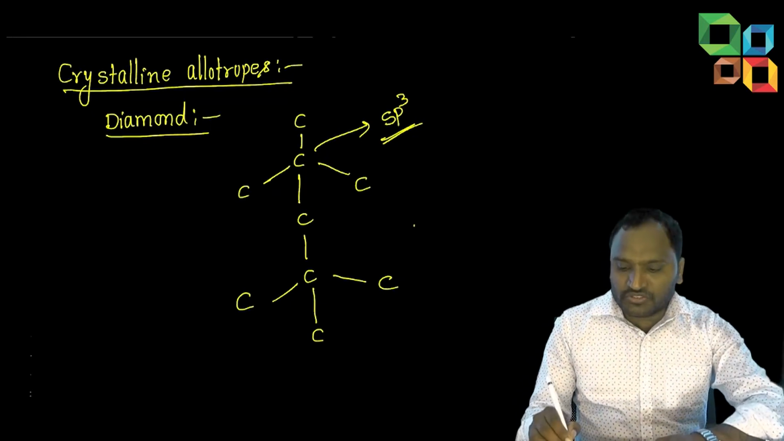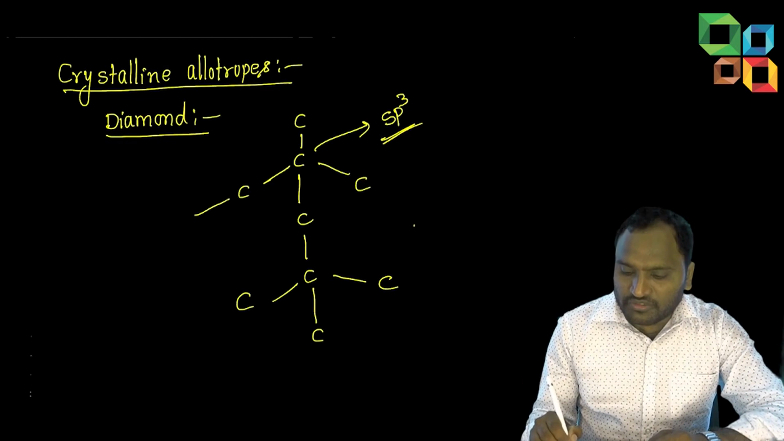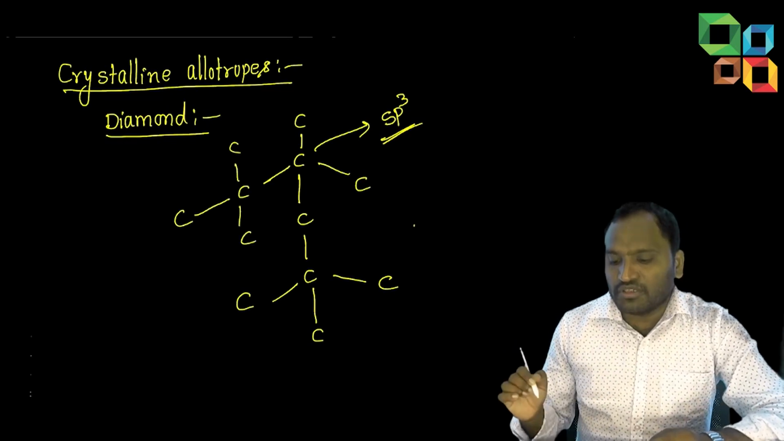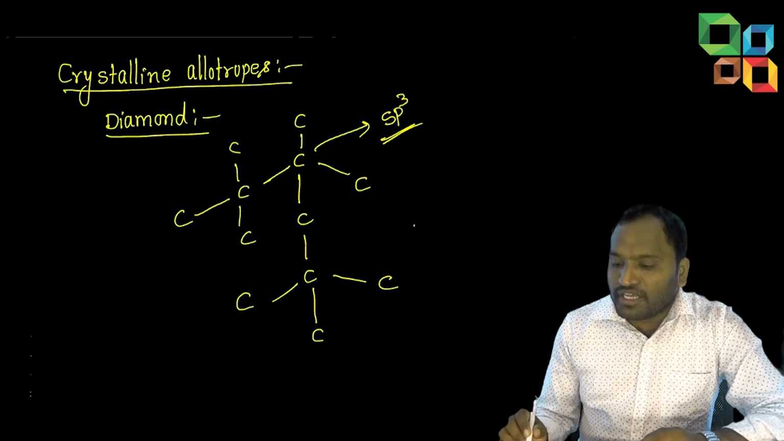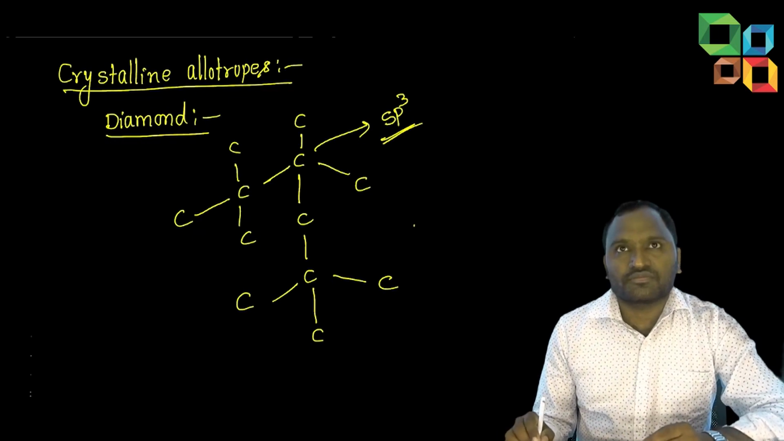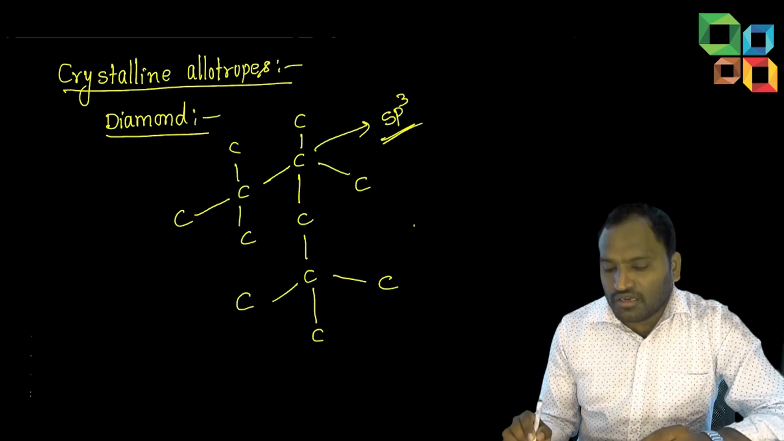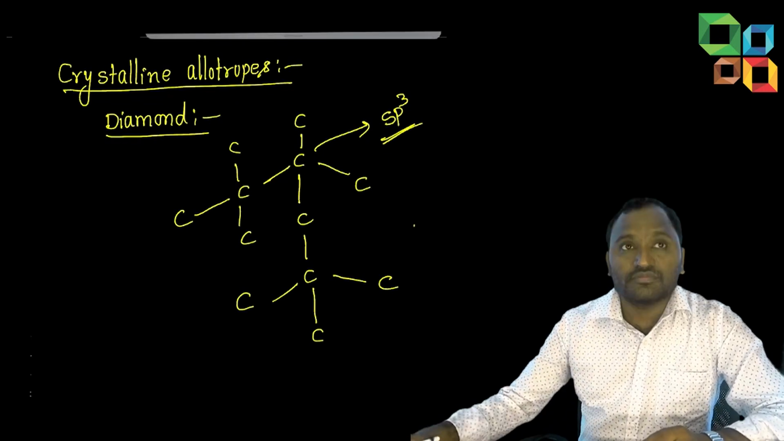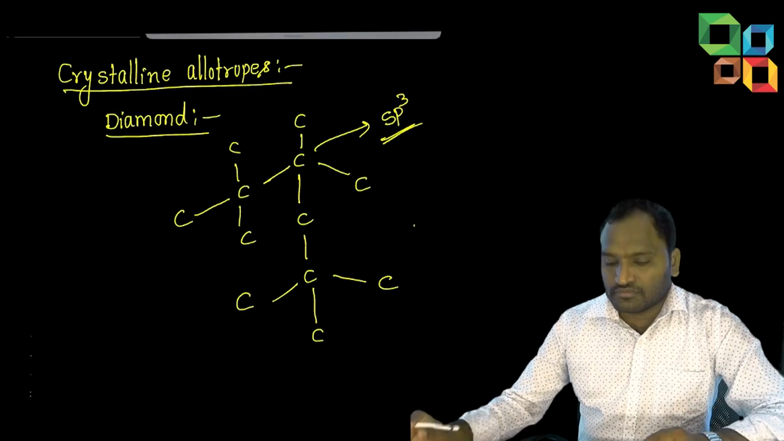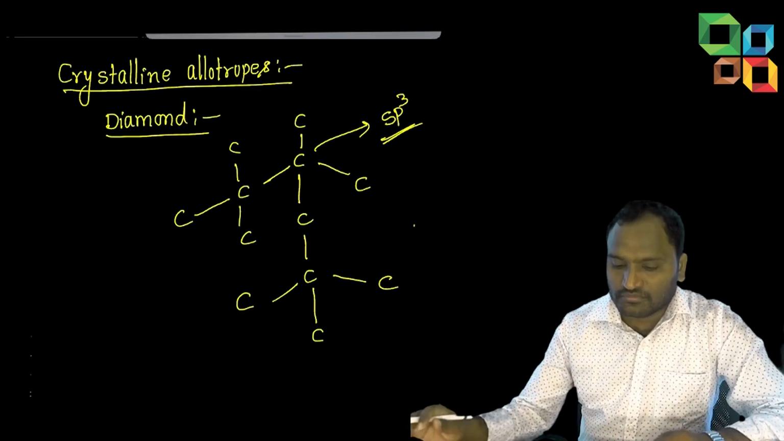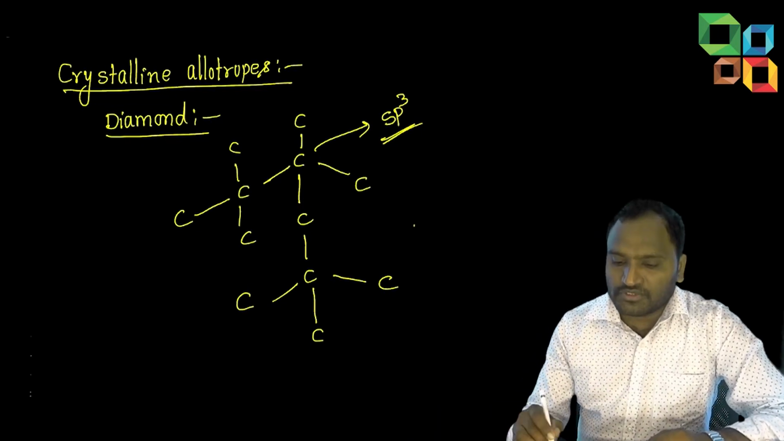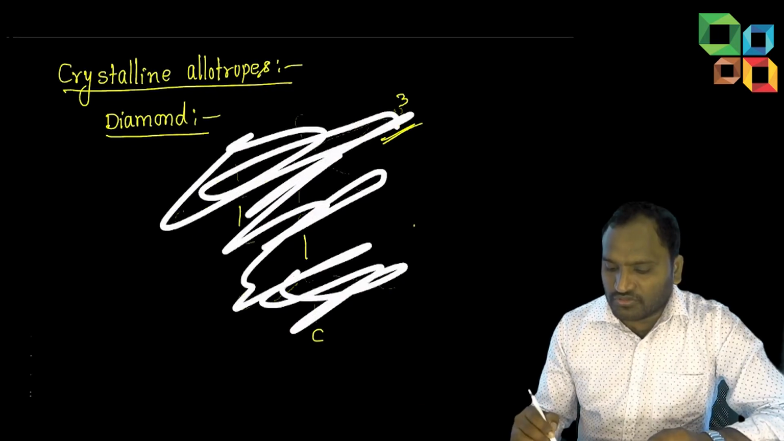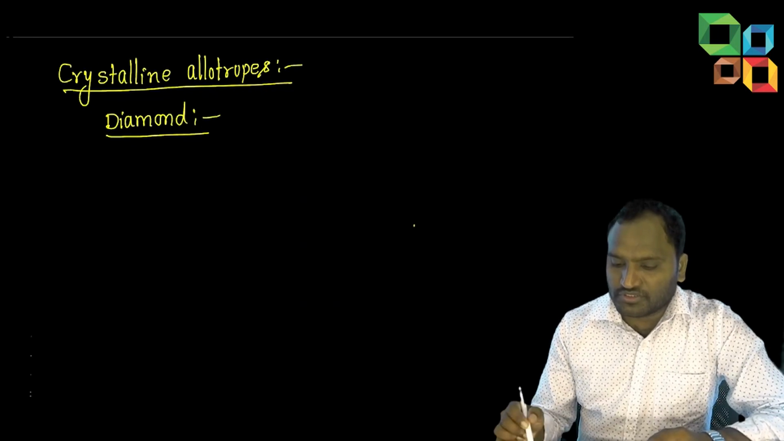See students, here again this carbon is connecting with 4 other carbon atoms. It's like a network structure. So diamond is very strong. This is also called a network structure. Carbon atoms are arranged in a network structure, so diamond is strong.